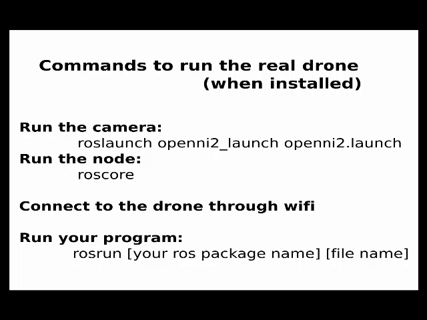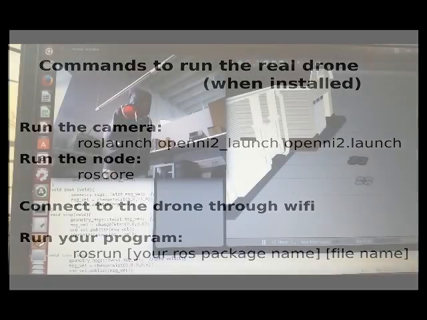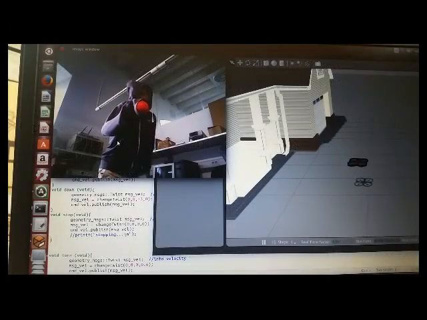When we would like to run the real drone, then we need to run, of course, the camera, the node, connect to the drone through Wi-Fi, and then run our program that will turn on the control with the ball.